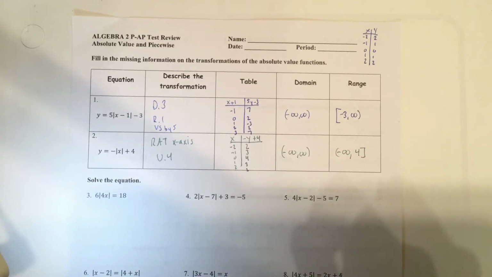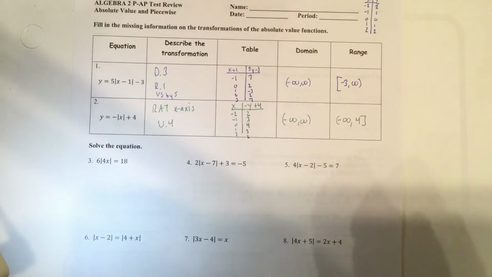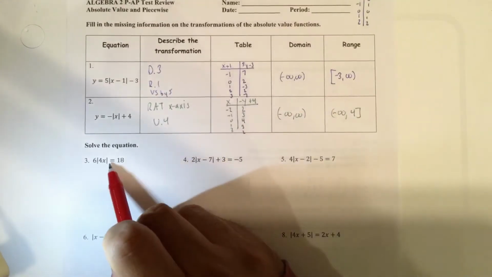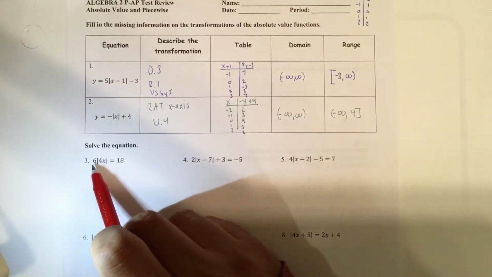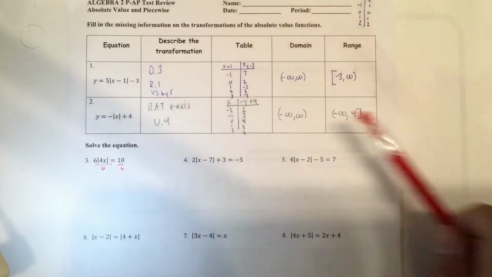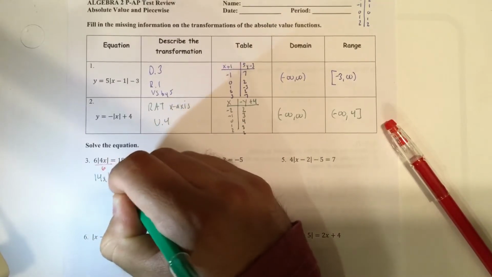So these ones say to solve the equations, and we have absolute value equations here. So let's go ahead and go through these. So the first thing you need to do is isolate the absolute value. So right here, we either add or subtract. If we have anything outside the absolute value, then we multiply or divide. So in this case, we're going to divide both sides by 6. And this leaves us with the absolute value of 4x is equal to 3.